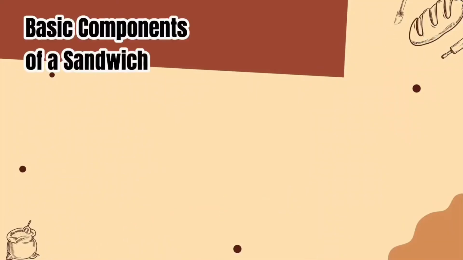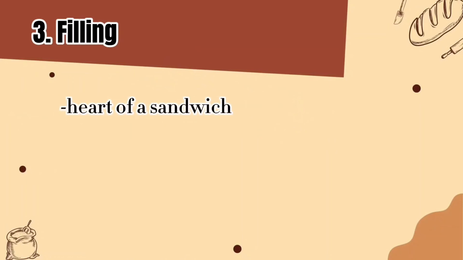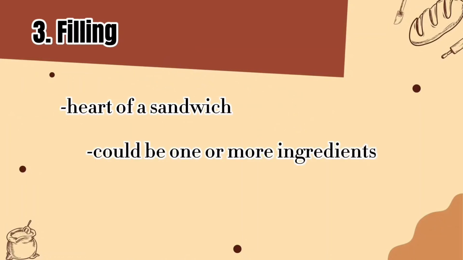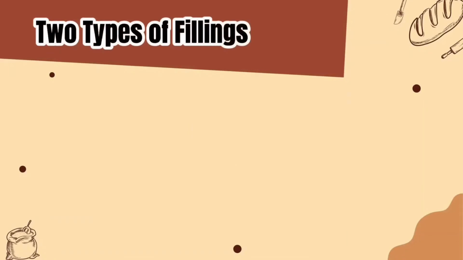Let us now discuss the third component of a sandwich, the filling. It is the heart of the sandwich. It could be one or more ingredients that are stuffed, layered or folded within or on the structure to form the sandwich. It provides flavor and body to the sandwich. There are 2 types of fillings.